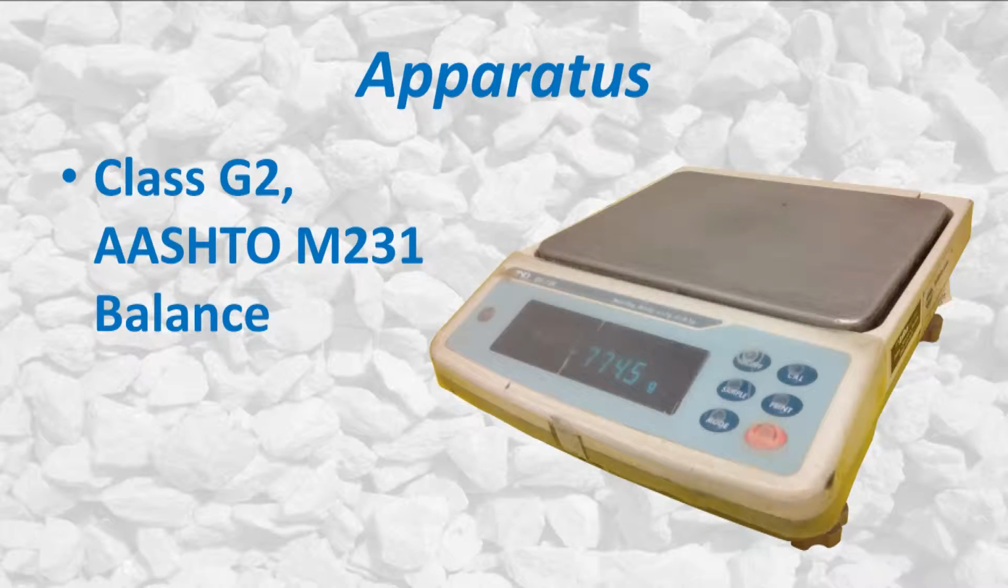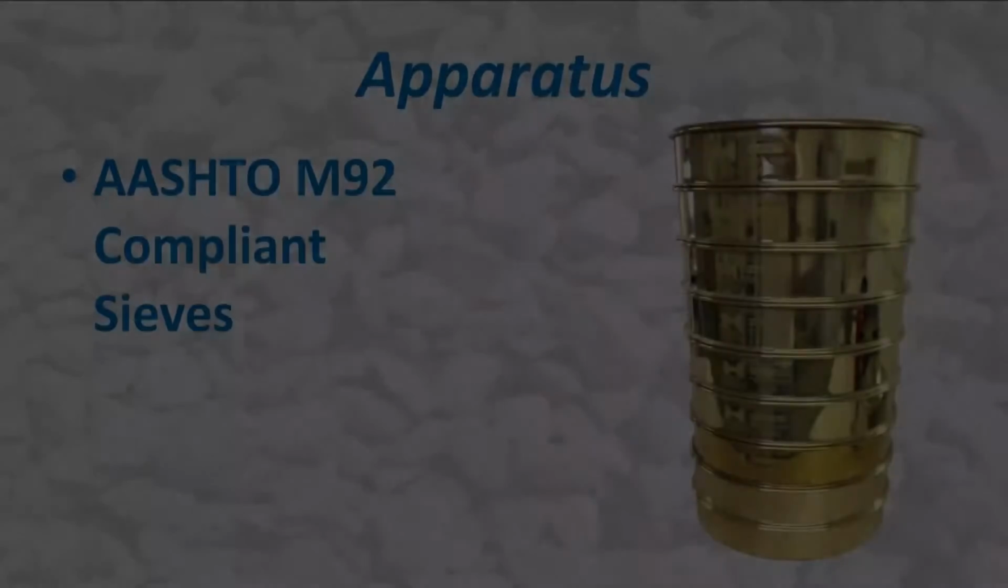A general-purpose Class G2 AASHTO M231 balance shall be used to weigh all materials for this test method. This balance is readable to 0.1 grams and shall have sufficient capacity for the size of the sample.